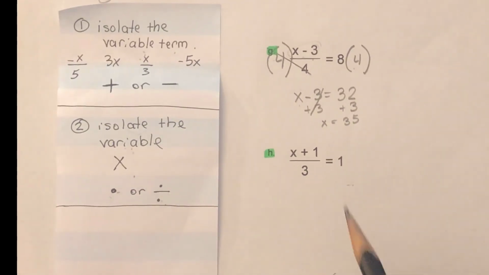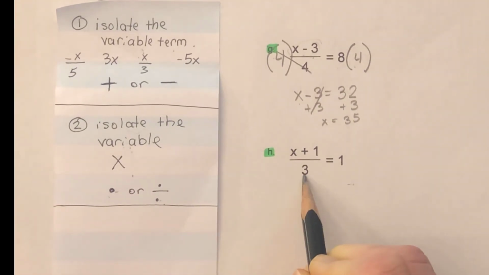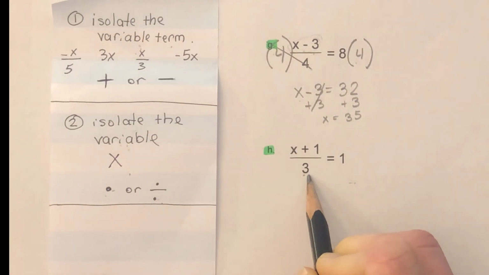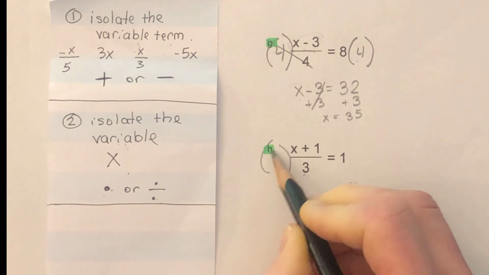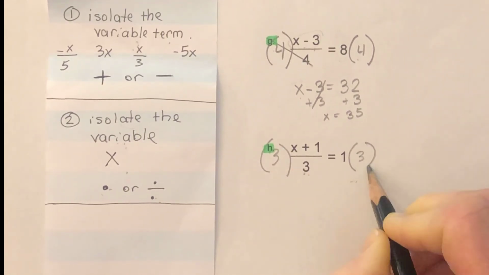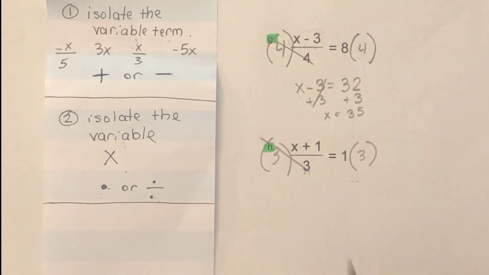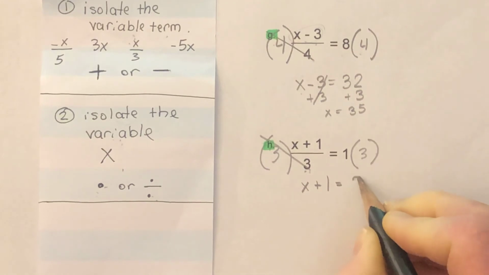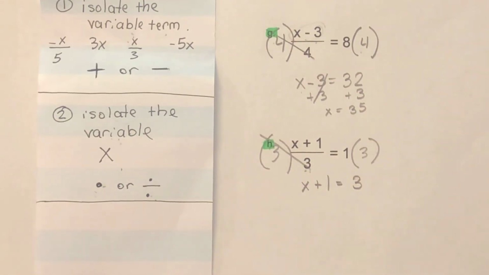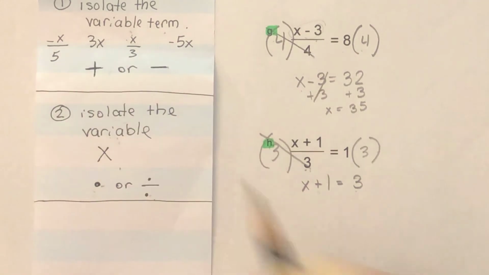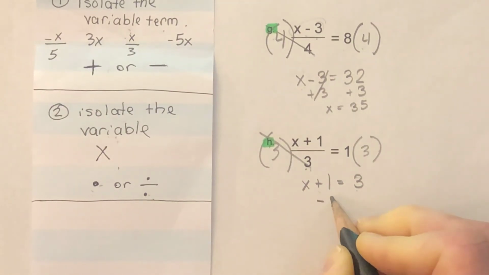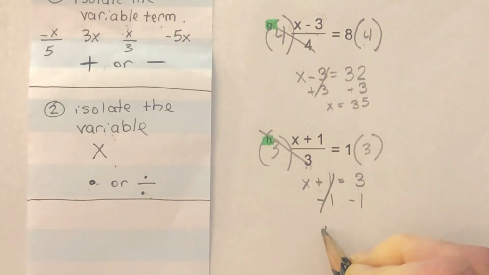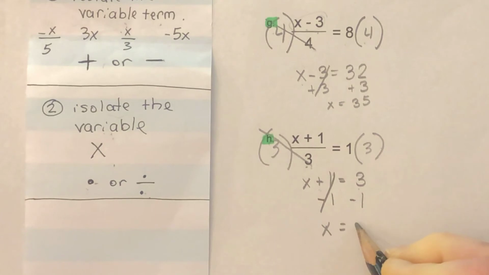Letter H. Last one is just like that. To get rid of the divide by 3, because it makes it wonky and I'm not sure what to do here, I will multiply both sides by 3. That cancels out. X plus 1 equals 3. I subtract 1 from both sides because I need to isolate the variable term. That cancels out, and I have x equals 2.